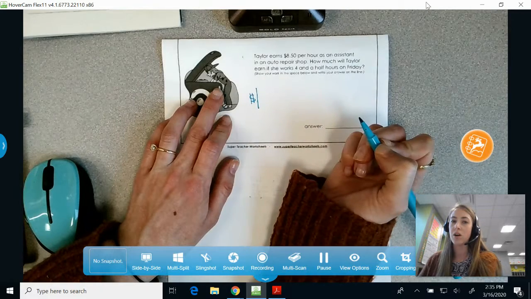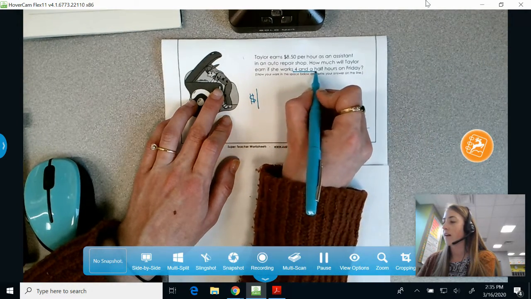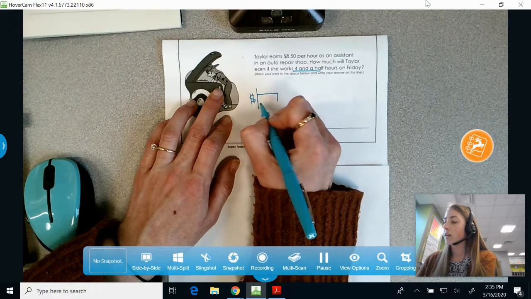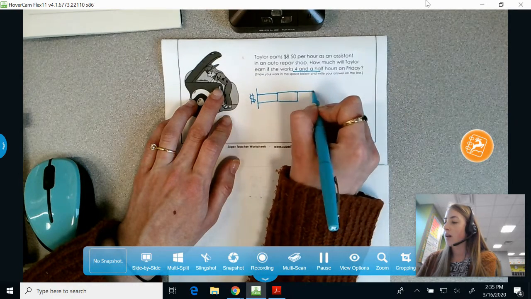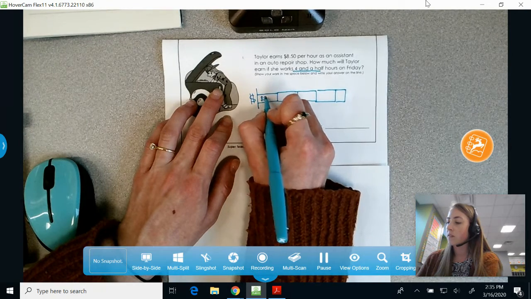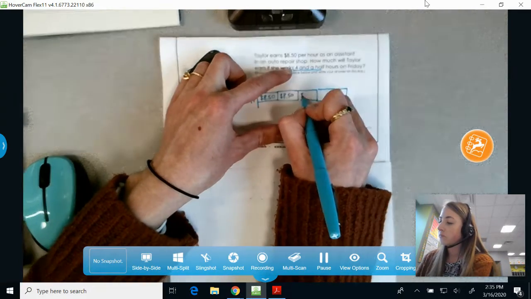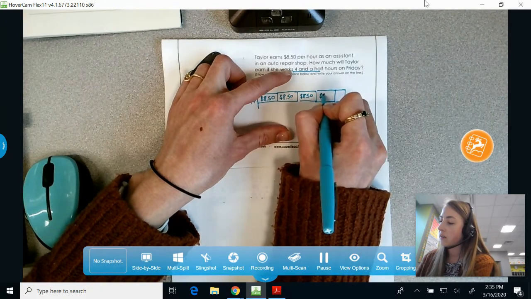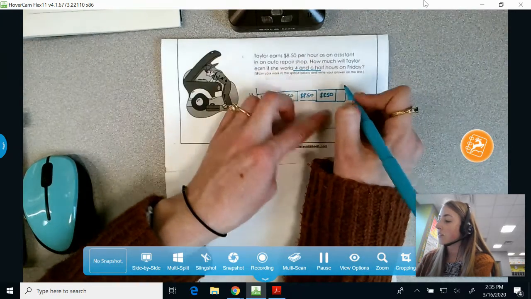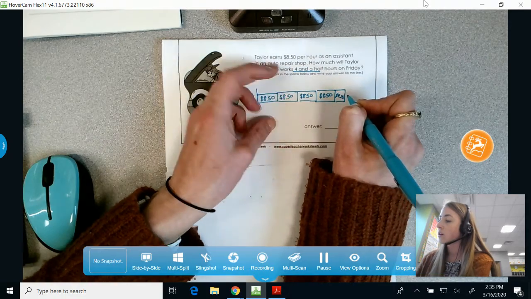I'm going to draw my starting line. Now I know that in this problem it says that Taylor earns $8.50 per hour and she is working 4.5 hours. So I'm going to go ahead and draw 4.5 boxes. I'm going to try to make my boxes the same length, but it's okay if they're not perfect. And I've got 850 here, 850 here, again. And then I know half of 8 is 4 and half of 50 cents is 25 cents. So my last hour is going to be 4.25.